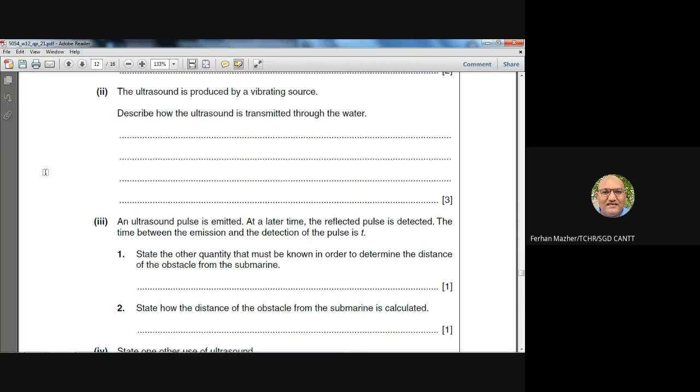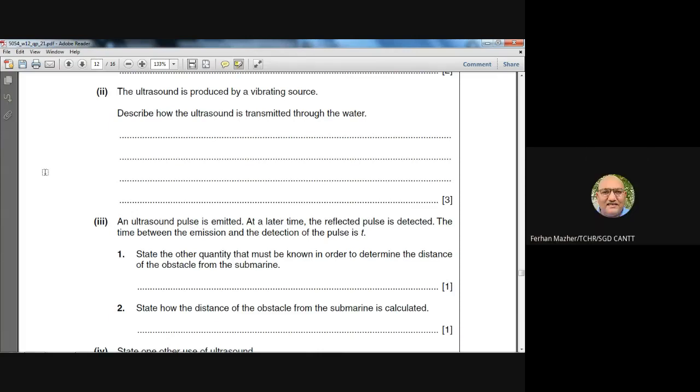The particles of the air which are adjacent to this vibrating source collide with their neighboring molecules and pass on their vibration to their neighbors. So when this vibrating source keeps on vibrating, it produces compressions and rarefactions. The compressions and rarefactions are passed on to the adjacent air molecules and they pass this to their neighboring molecules. In this way, compressions and rarefactions are produced in the air and the air molecules vibrate parallel to the direction of the wave. So in this way, the ultrasounds are produced in the air also.